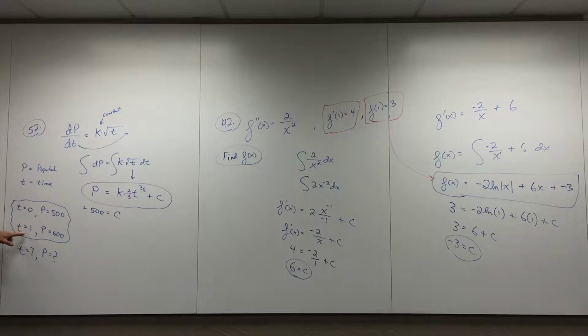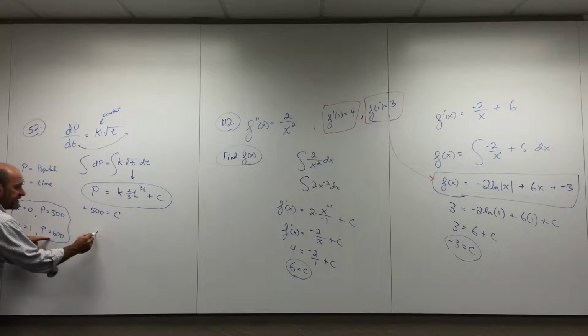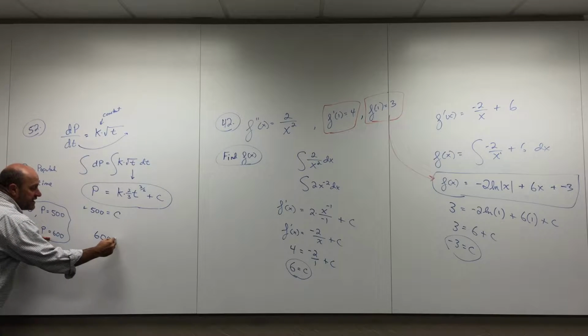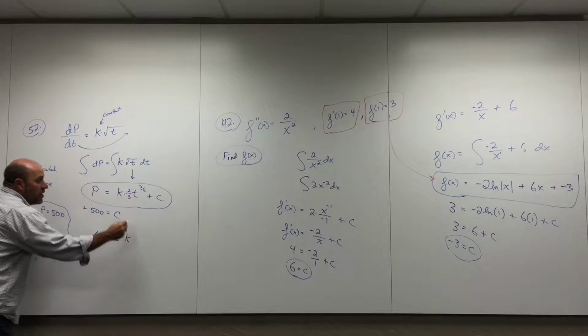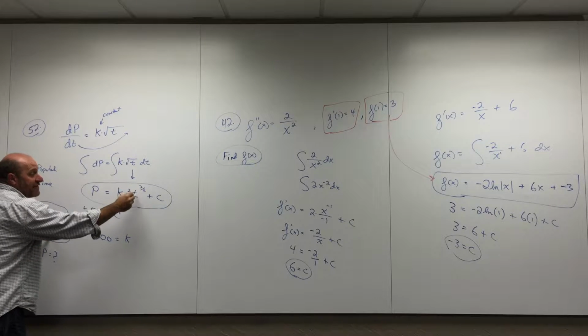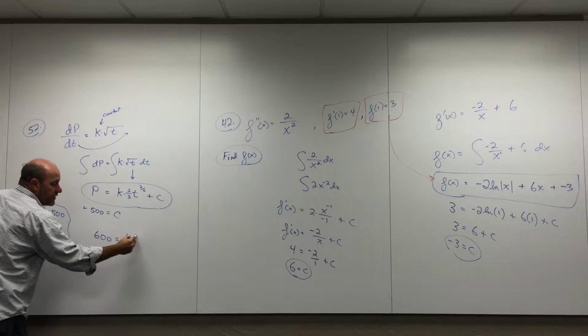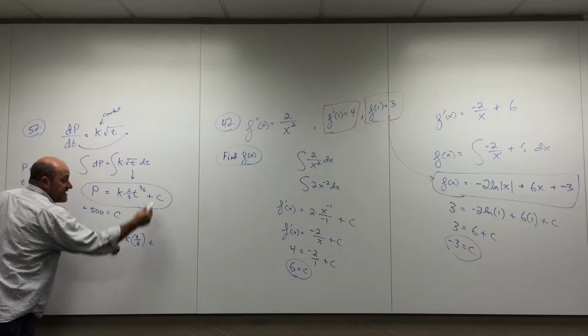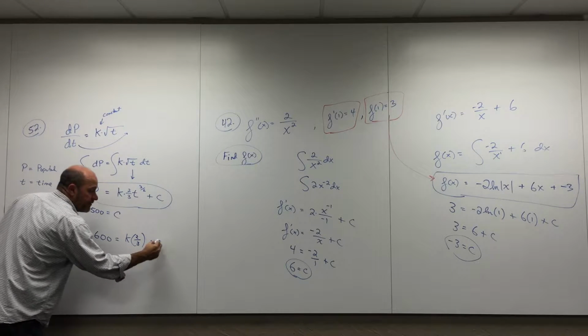This next piece of information should help me find k, I guess. When you plug in a 1, the population is 600. Okay, the population is 600. The k I don't know. Oh, I'm plugging in a 1. That's easy. 1 to the 3 halves is a 1. There is a 2/3 there. And then plus c, which is 500.